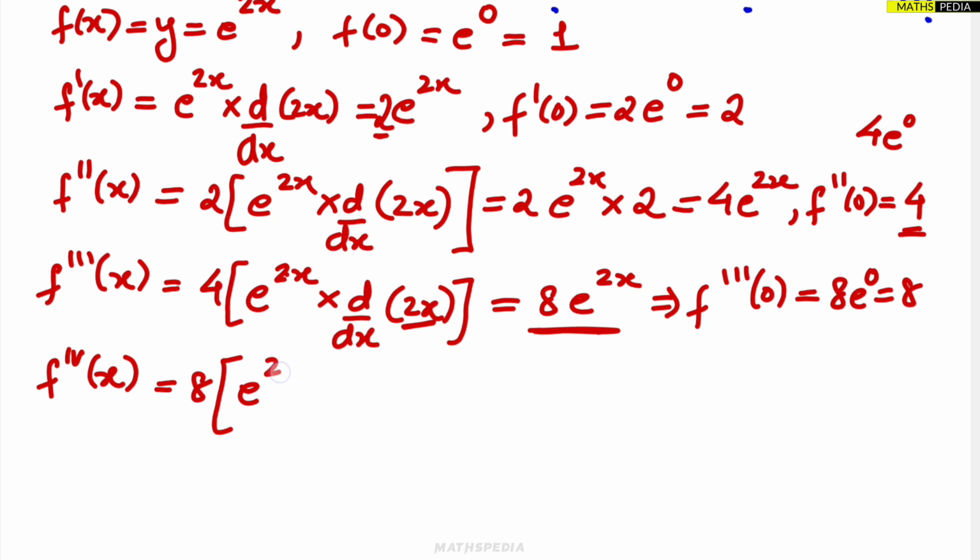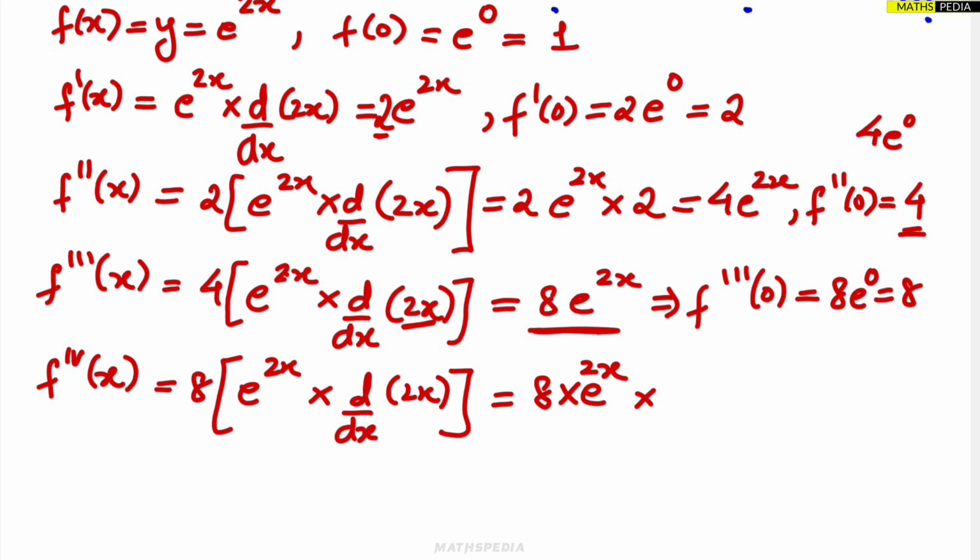Differentiation of e power 2x is e power 2x into differentiation of the power, which is 2x. So what will be the answer you will be getting? 8 as it is into e power 2x into derivative of 2x, which is 2. So you'll be getting 16 e power 2x.